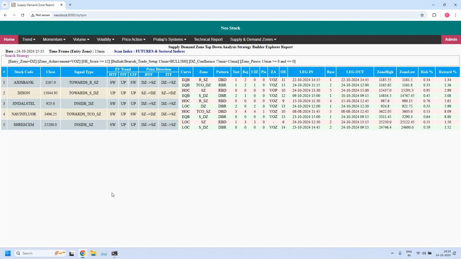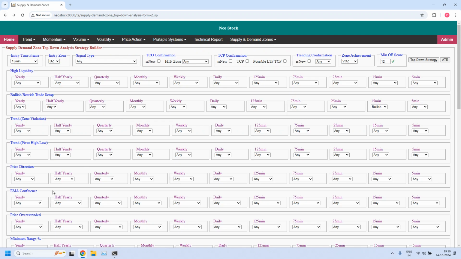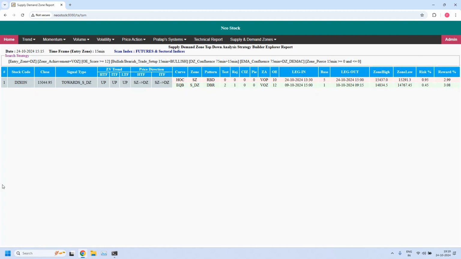If those demand zones are having daily EMA confluence, they are even more high probability setup supported stocks. Let's verify. So in the EMA confluence at 75 minutes time frame. Why 75 minutes? Because the 15 minutes entry zone is part of the 75 minute zone. That's why we set the 75 minutes demand zone with daily EMA confluence filter. Let's verify. We got 1 stock. So this is a high probability setup stock, and also the 15 minutes demand zone is a high liquidity zone.